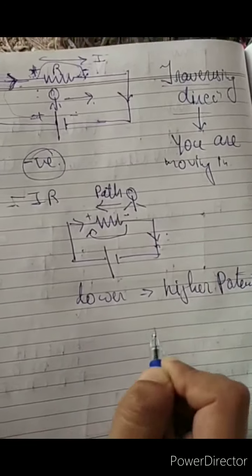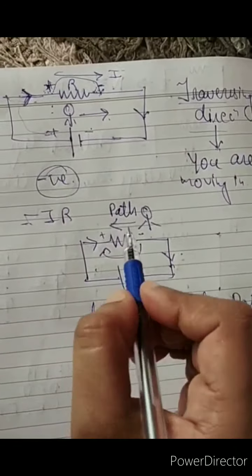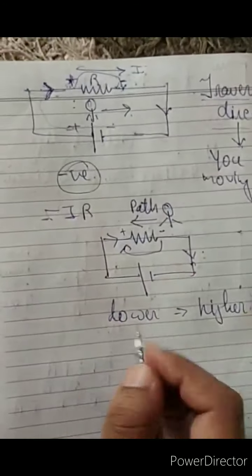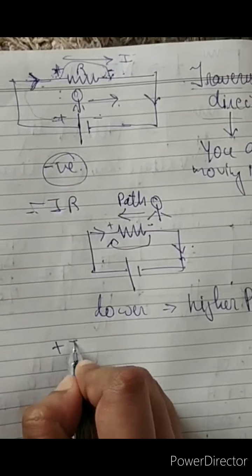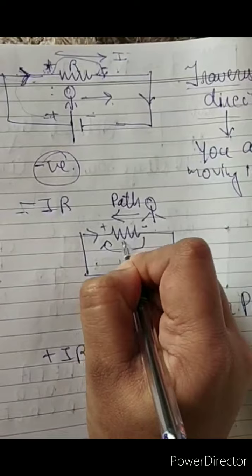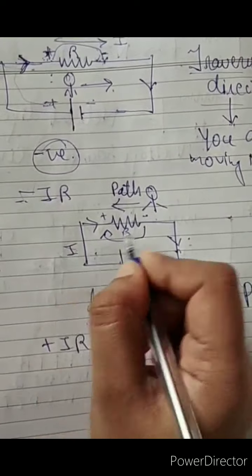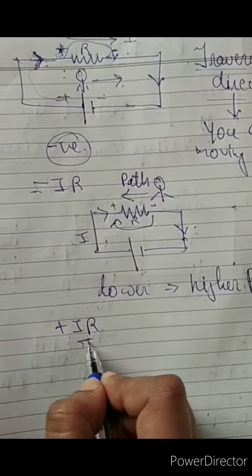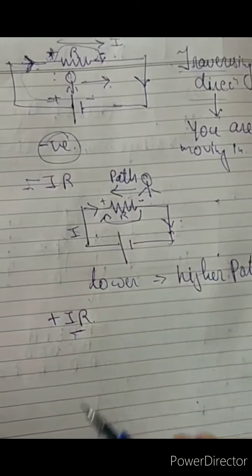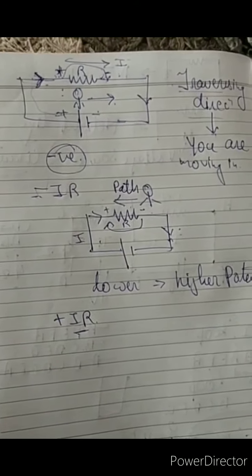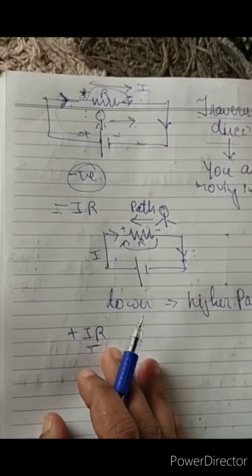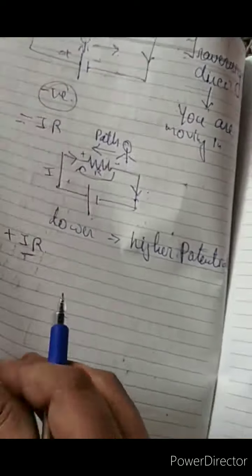Going towards the higher potential means you are in the increasing potential direction. So basically you will say it is plus IR. If this resistance is R and current I is flowing, you will take the potential as plus because you are in the increasing potential direction. So hope this is clear to you, and now we'll come to our problem.